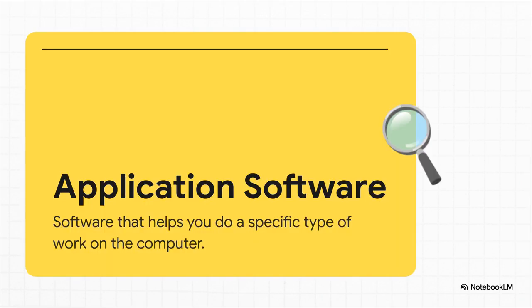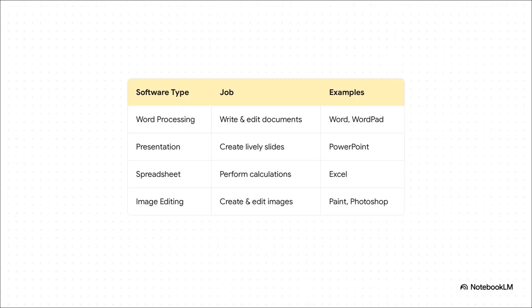So if the OS is the leader, then application software, well, that's all the specialized tools you bring on the Safari. Your compass, your map, your camera, each one is designed to help you do a very specific task. And these are the tools we use every single day. When you need to write a report, you launch a word processor like Word. To present your brilliant ideas, you grab PowerPoint. For crunching numbers, you've got spreadsheets like Excel. And to make some art, you use image editors like Photoshop. Each tool is perfect for its own unique job.